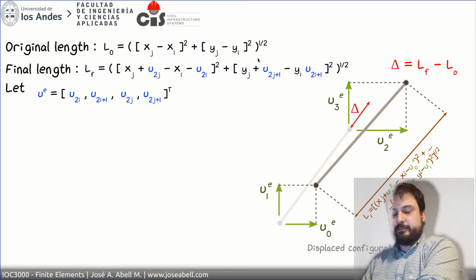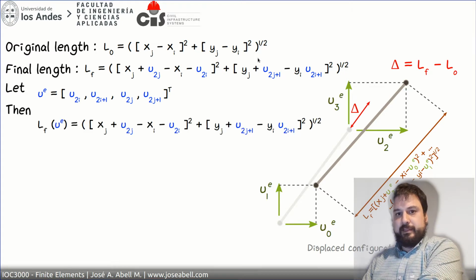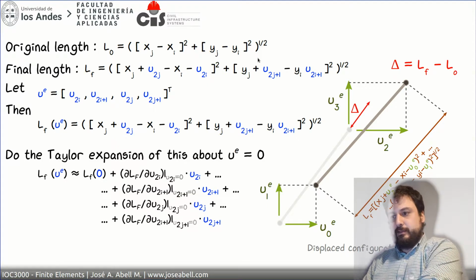And if we collect the element degrees of freedom into a column vector, then the final length becomes a function of this vector of element degrees of freedom. And here's the key part. We're going to be doing linear finite elements, and in this case we need to linearize this equation, because the final length is a nonlinear function of the element degrees of freedom.